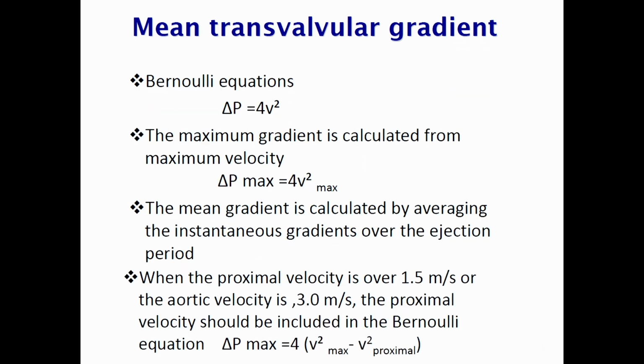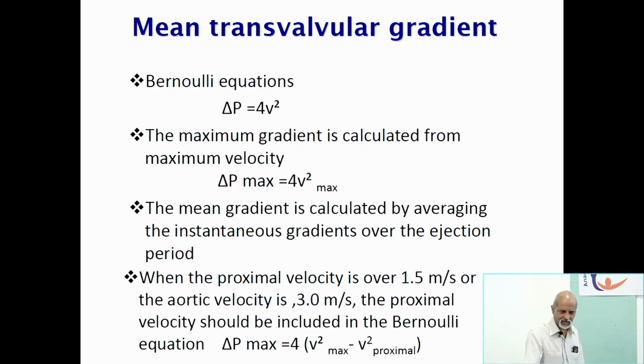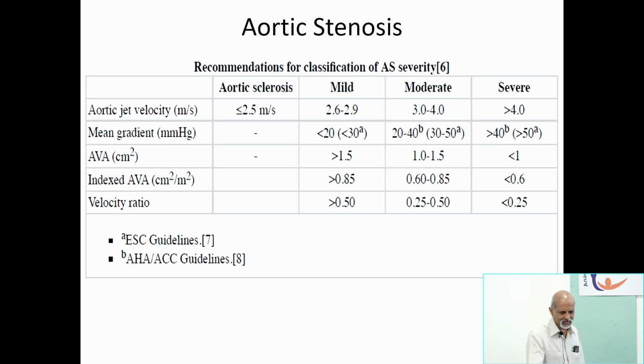The second one is the mean transvalvular gradient, and everybody is aware of the Bernoulli equation and how it is calculated, so we will not go much into details. Quantification-wise, this is the classic table everybody will get: the aortic jet velocity from aortic sclerosis to severe aortic stenosis, the mean gradient, and sometimes the aortic valve area, which you can determine, but due to a lot of calcification, as in the mitral valve, it is difficult to determine the exact opening. It can be tricky in the aortic valve as well.